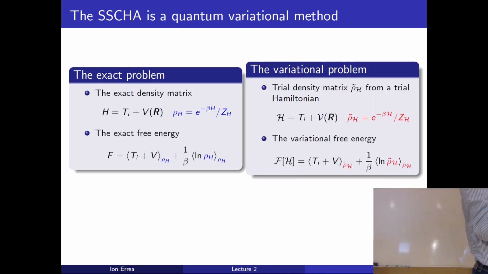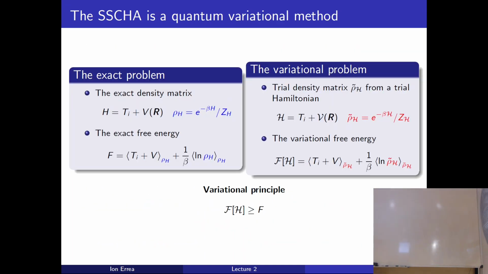We propose a variational problem. We take a trial density matrix, with the tilde, that is defined by a trial Hamiltonian, which is just formed by kinetic energy and a trial potential, okay? This defines a density matrix, and we substitute the true density matrix by our trial density matrix. So you see the substitution is the blue from the red. But what is not changed is the potential, right? This is what I meant before. The potential is the full Born-Oppenheimer potential. Then we have the variational principle. This free energy is higher or equal to the true free energy. Obviously, the equality holds when this trial potential is the true one. If not, this free energy is going to be larger, right?